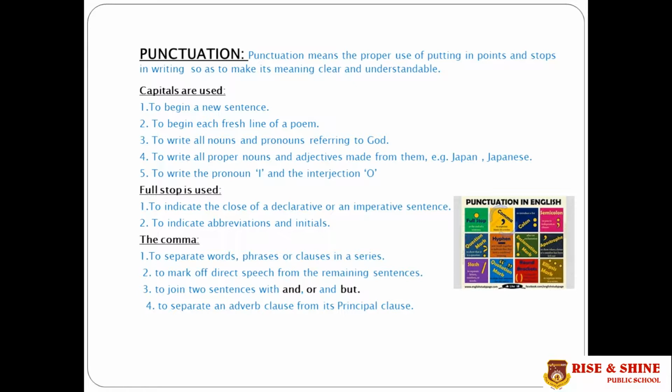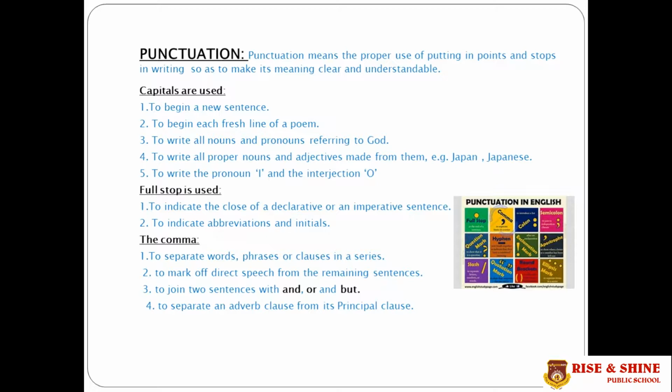To write all proper nouns and adjectives made from them, like Japan or Japanese, they are also written with a capital. The pronoun I and the interjection O are also written with a capital I and O. Full stop: why and where is it used? To indicate the close of a declarative or an imperative sentence. When we have to end a declarative statement, we use a full stop. To indicate abbreviations and initials, like when we write doctor as Dr, we put a full stop.